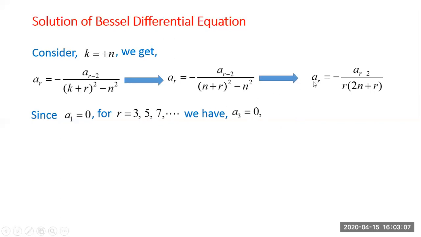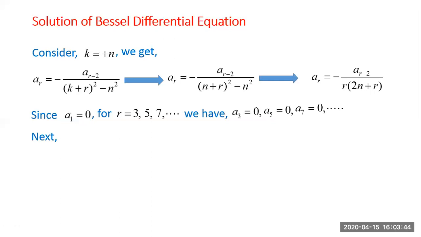Next, take r is equal to 5. Now take a5. So minus a5 minus 2 is a3, a3 divided by 5 into 2n plus 5. Since a3 is 0, this numerator again becomes 0, so a5 also becomes 0. In the same manner, we get a7 0, a9 0, and so on. So that means all a's with odd suffixes will become 0. Since a1 is 0, we have a3, a5, a7, and so on, all equal to 0.